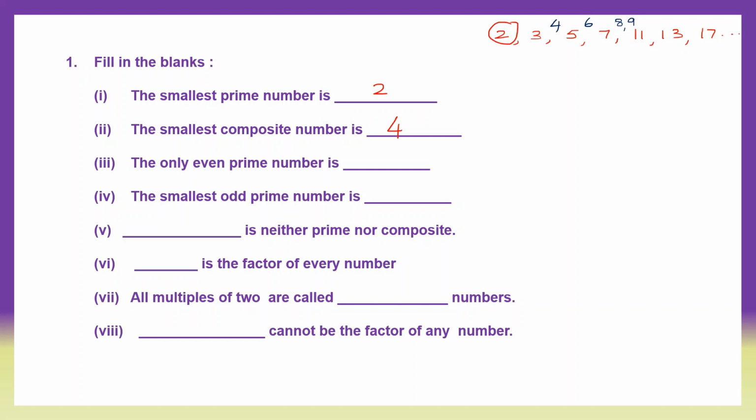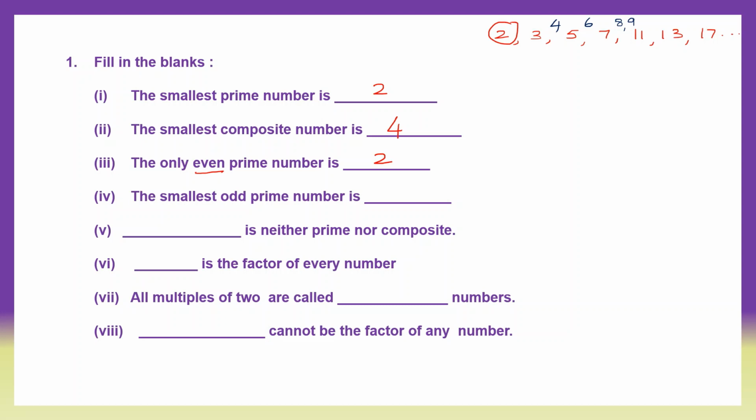Which is the only even prime number? You know what even numbers are? 2, 4, 6, 8, 10, isn't it? All those numbers are even numbers. Now, which is the only even prime number? If you look at all the prime numbers other than 2, they are all odd numbers. So 2 is the only even prime number. So the answer is 2.